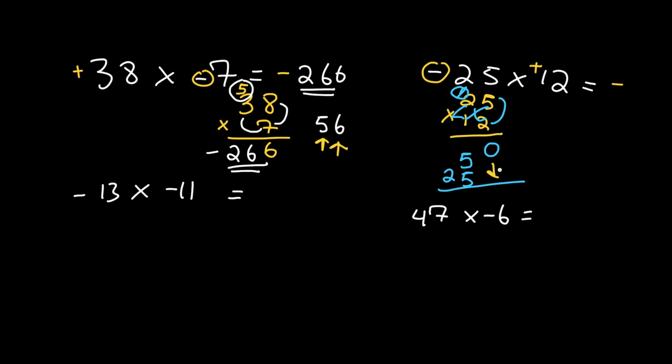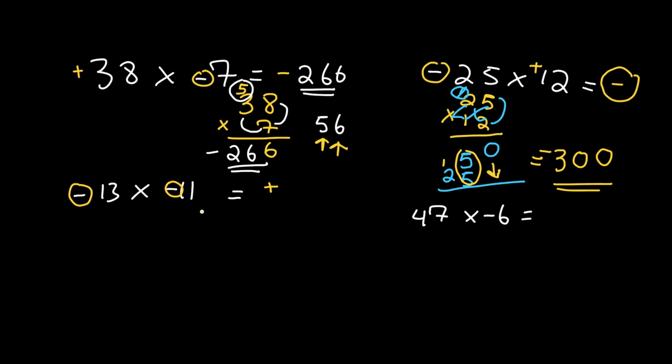Over here, we bring down the 0, and now we add 5 plus 5 is 10, but remember, carry the 1, and 1 plus 2 is 3. So remember the negative sign, so our final answer is negative 300. Negative and negative gives you positive.